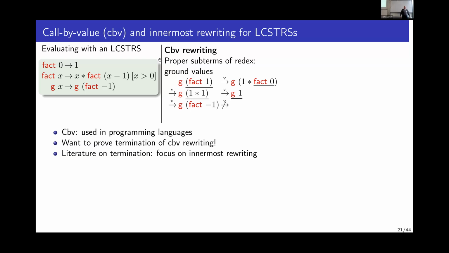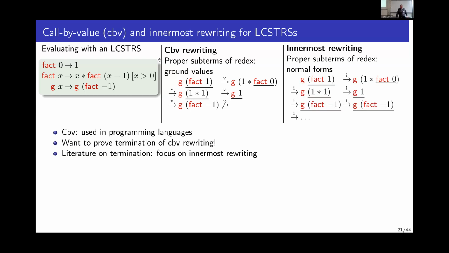But in the literature, you find a strong focus on innermost rewriting. And innermost rewriting uses a slightly different perspective. The first rewrite steps go in the same way, but innermost says you're allowed to use a rewrite rule if at some redex, no strict subterm could be evaluated. So for g of fact of minus 1, fact of minus 1 is a normal form, we can't rewrite that. So we are allowed to use the last rule over and over, and it doesn't terminate.